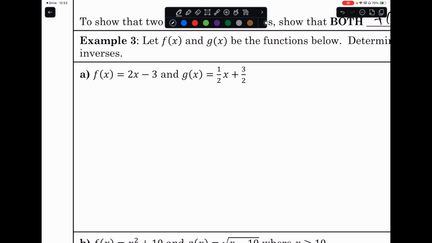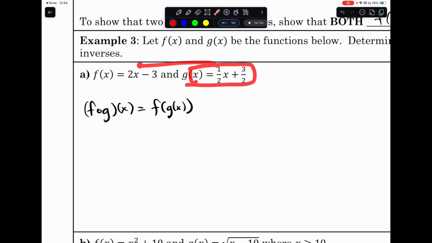So what we're going to do is do f of g of x, okay? Which remember is the same thing as this, f of g of x, that notation there. So starting from the inside, we're going to get the inside function and plug it into the outside function. So here, we're going to get this function of g and plug it into the x of this function of f. So going from right to left right there. So it's going to be 2 times 1/2 x plus 3 over 2, and we're going to subtract 3.